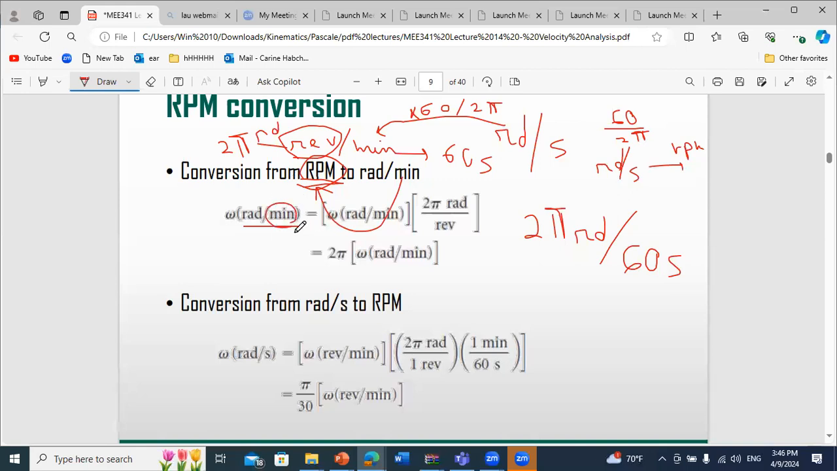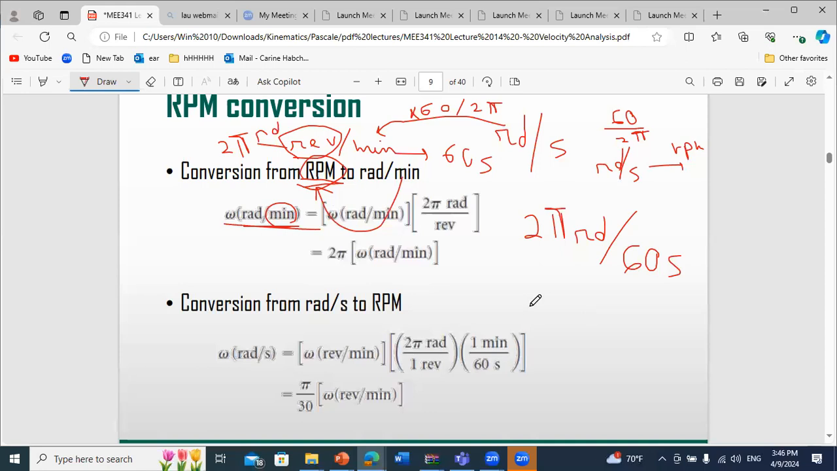So just pay attention also to something. If you have, let's say, 1 radian per minute, it corresponds to 1 over 2 pi revolution per minute. But when you want to express omega in radian per minute as a function of omega in revolution per minute, you do the opposite. What do we mean by this?